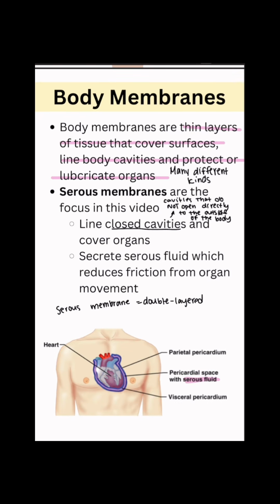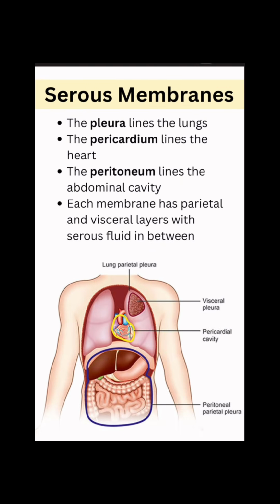So our serous membranes are named differently depending on what organ they surround. So we have the pleura, which surrounds the lungs, the pericardium that surrounds the heart, and the peritoneum, which surrounds the abdominal organs. And each of these membranes follows the same structural plan. They are double walled, meaning that they have two distinct layers.